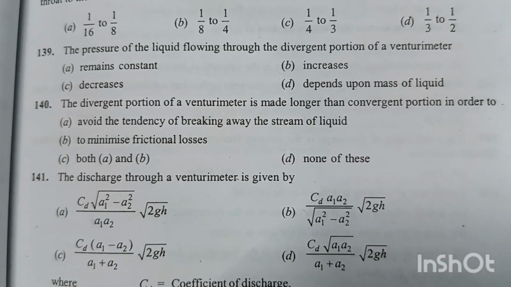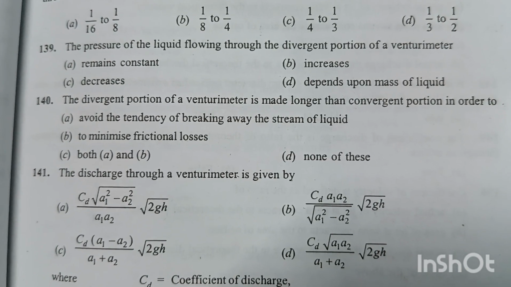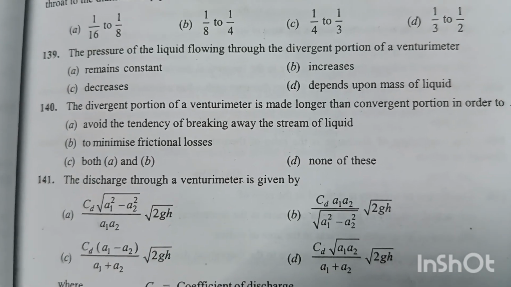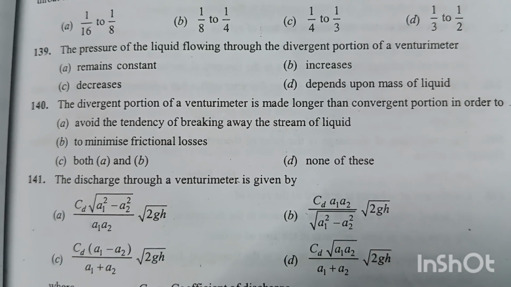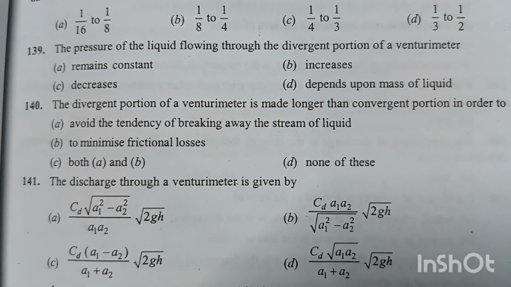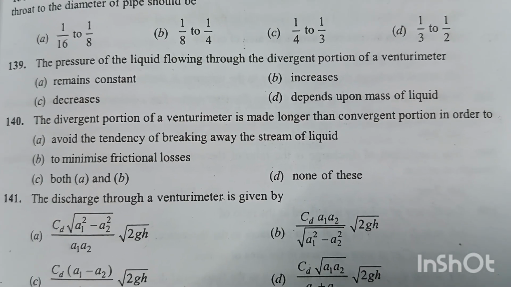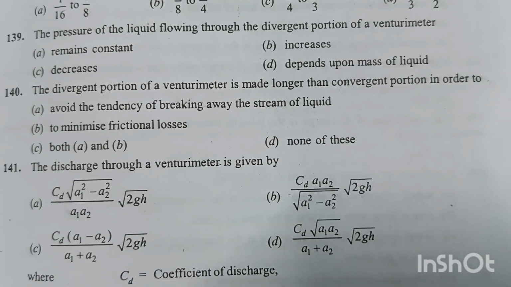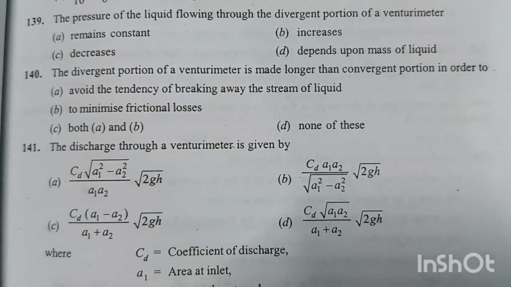The divergent portion of a venturimeter is made longer than the convergent portion in order to avoid the tendency of breaking away the stream of the liquid and to minimize the frictional losses. Option C is right answer, both A and B. Question number 141. The discharge through a venturimeter is given by.